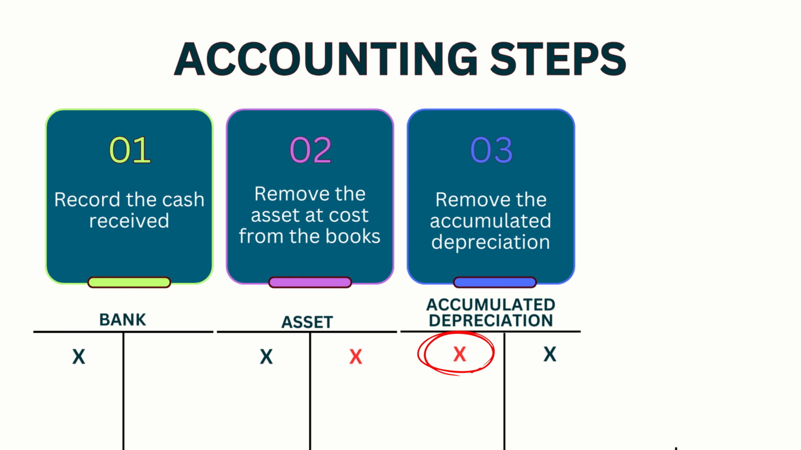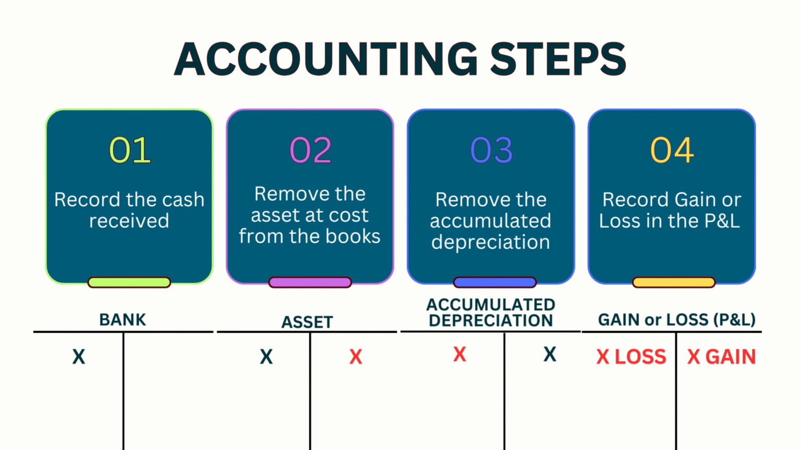Step 3 is to remove the accumulated depreciation. Accumulated depreciation represents the total depreciation charged on the asset over its life. When the asset is disposed of, that accumulated depreciation must also be removed. So we debit the accumulated depreciation account with the total accumulated depreciation to date. At this point, both the asset and its depreciation have been cleared from the balance sheet. We never leave accumulated depreciation behind when the asset is sold.